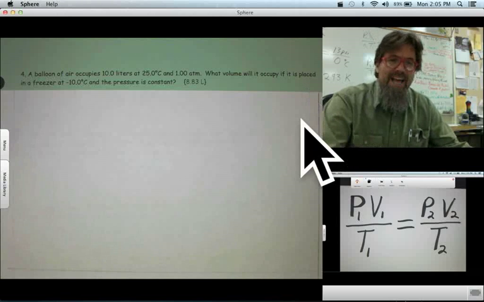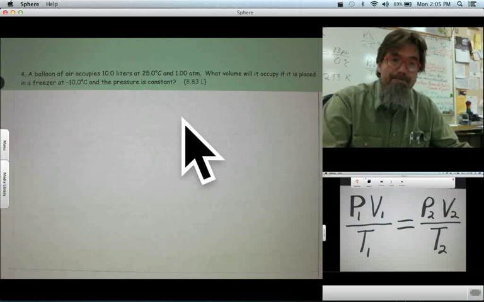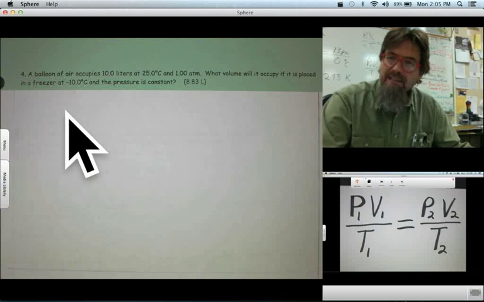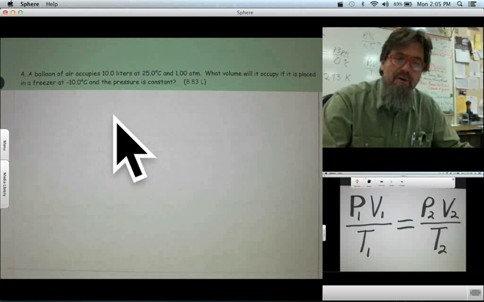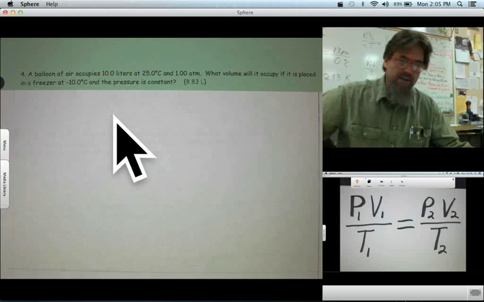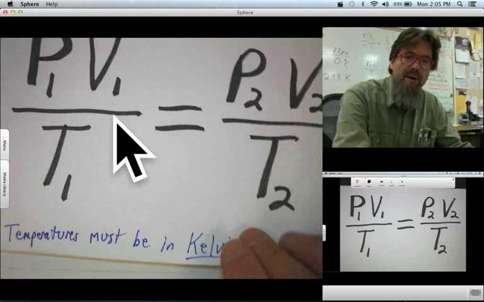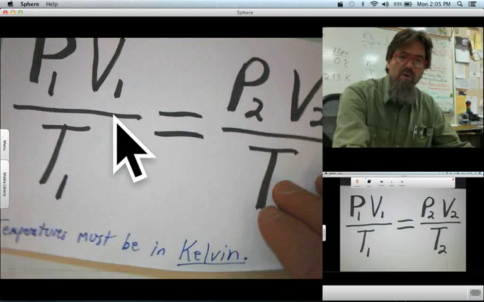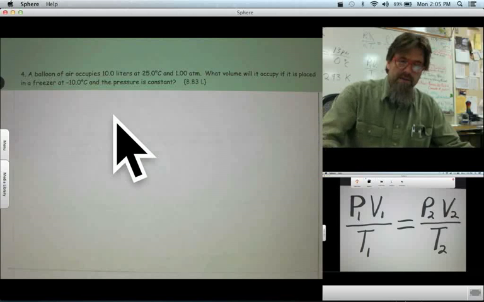Today we're going to do a combined gas law problem. It's question 4 in our gas laws worksheet 2. Let's see. Things we have to remember in addition to the combined gas law. We must remember temperatures must be in Kelvin for this to work. All right. Let's read the question.